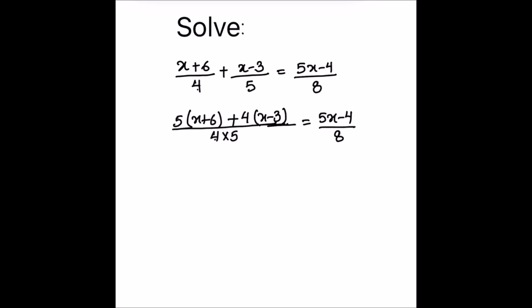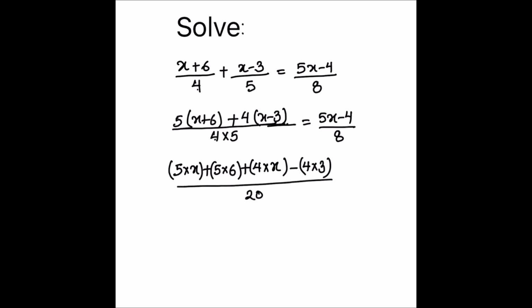So we'll open the brackets here, or distribute the number. So 5 times x plus 5 times 6 plus 4 times x, let's make small brackets, it is easier to see, minus 4 times 3, divided by 4 times 5 which is 20, equals (5x − 4)/8.